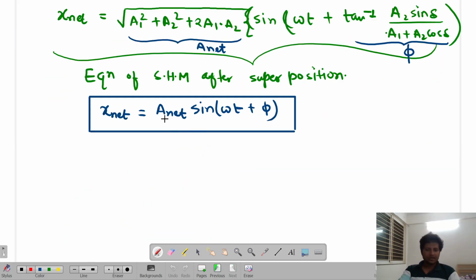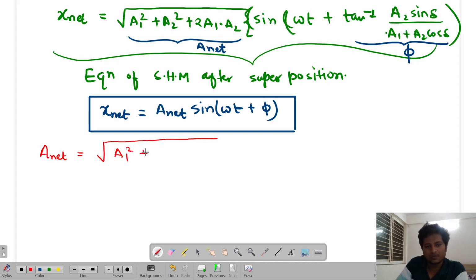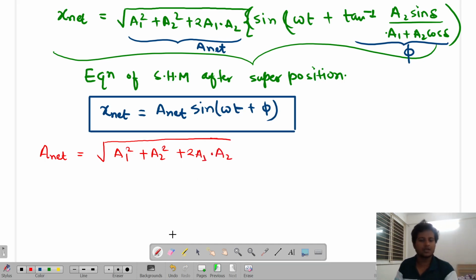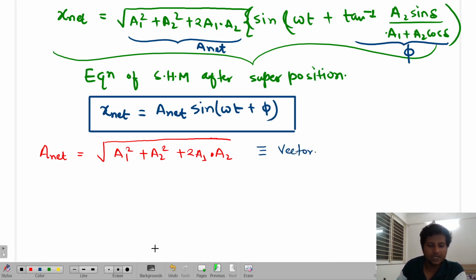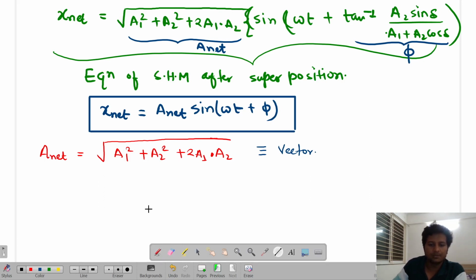Now you look over there at A net. When you are calculating A net, you got the net amplitude as root under A1 square plus A2 square plus twice A1 dot A2, है कि नहीं? यही है ना? That is represented by the dot product or not? So what is this dot product representing? Basically this is just like a vector equation, where I need to place one of the vectors at the base. This is like the parallelogram law of vector addition.